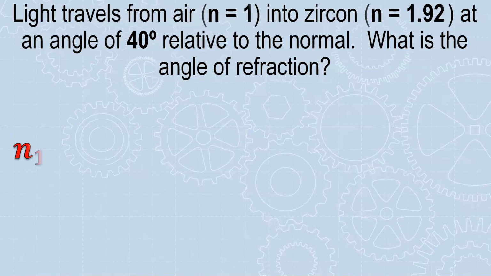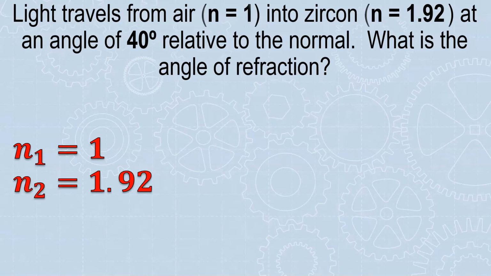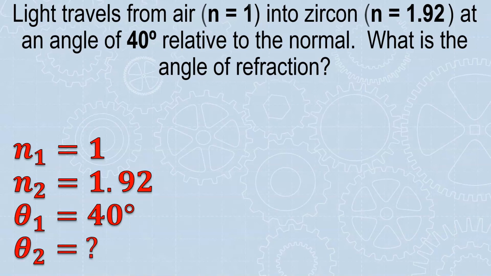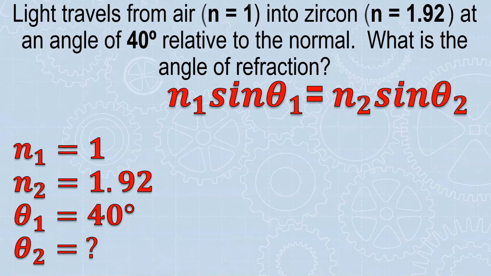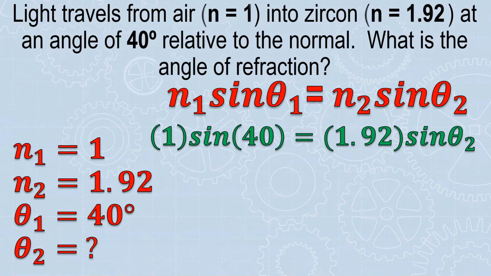As always, start by listing out your givens. N1, the index of refraction of the initial starting material, is 1, it's air. N2, the material that it's going into, is 1.92 for its index of refraction. We know the angle of incidence, angle theta 1, is 40 degrees. We're looking for theta 2's angle. There's our formula. Substitute in what you know, and then we're going to solve for what we don't.